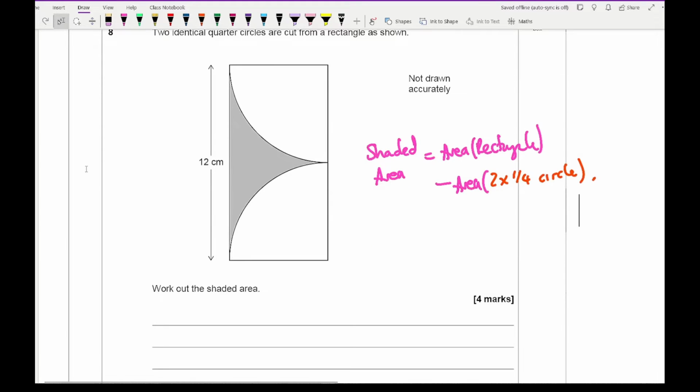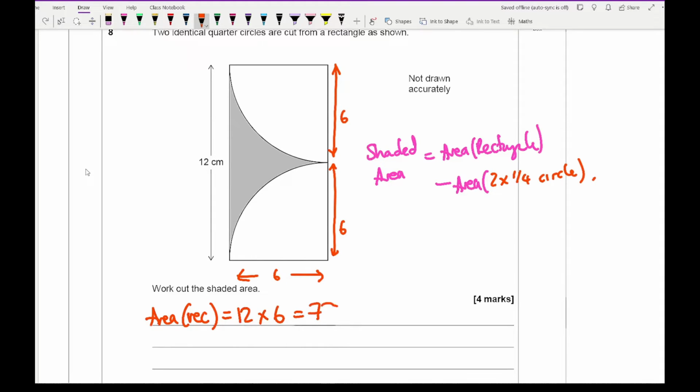So what I need to do first, now in terms of this, if this is the radius of the circle, then all of those 2 must add up to 12, which means that one of them must add up to 6, and so it does this. So here the area of the rectangle is going to be 12 times 6, which is 72.